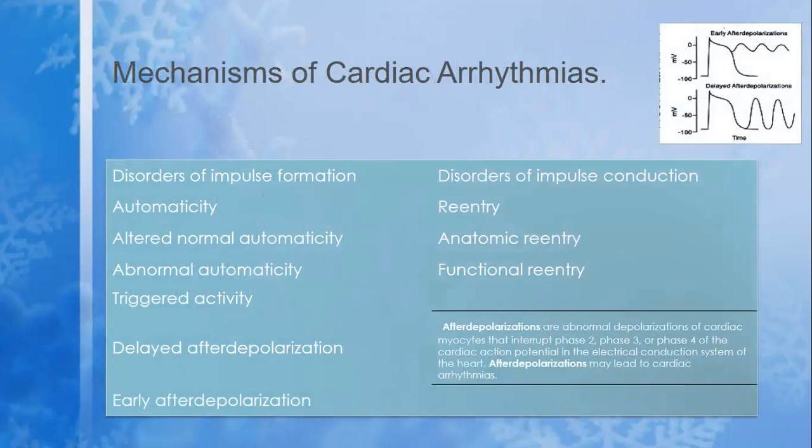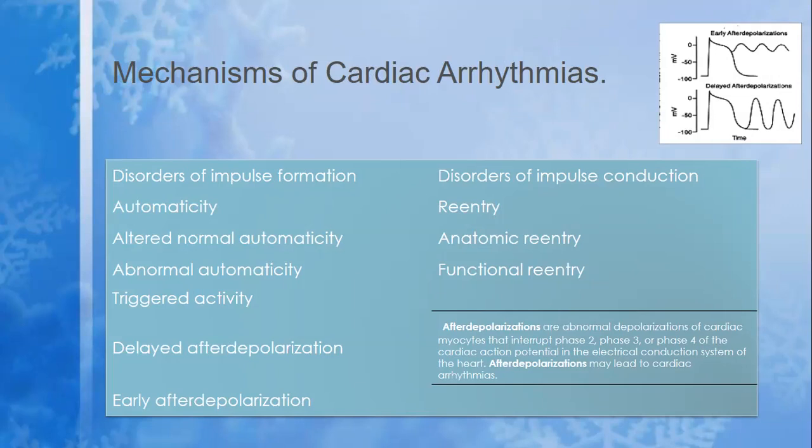Mechanism of cardiac arrhythmia. It may be due to disorder of impulse formation or disorder of impulse conduction. In disorder of impulse formation, it may be defect in the automaticity, altered normal automaticity, abnormal automaticity, or triggered activity from anywhere. And the mechanism is delayed afterdepolarization or early afterdepolarization.